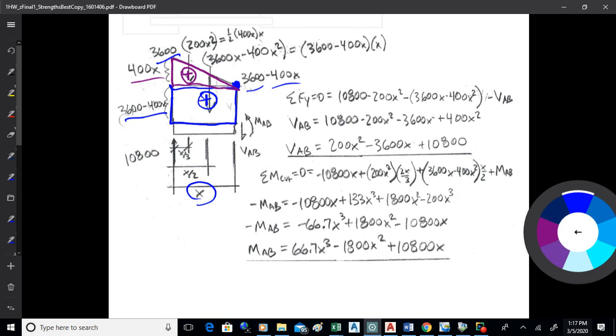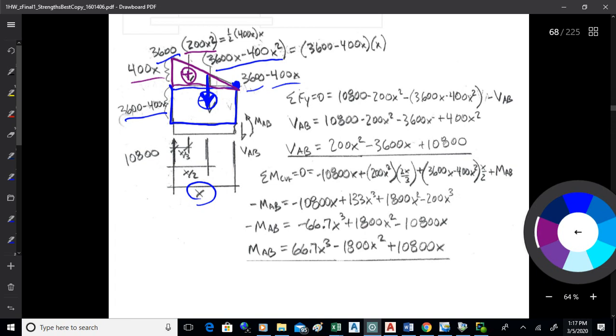So then what I went ahead and did there was I found the area of both shapes based on that information. The area of the triangle is 1/2 times 400x times x. It's 200x squared. That's the area of the triangle. And then the area of the rectangle is the 3,600 minus 400x times the base of x. So it's 3,600x minus 400x squared. So I got everything lined out there now.